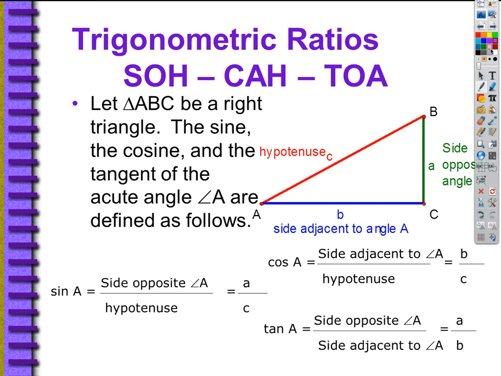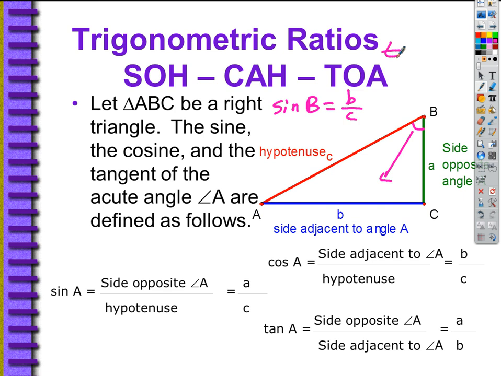So what if we want to look from the perspective of angle B? What's going to be the sine of angle B? Sine is a ratio of what over what? Opposite over hypotenuse. So from the perspective of B, what's the opposite side? Little b. So we get B over C. C is always the hypotenuse. Does that make sense?